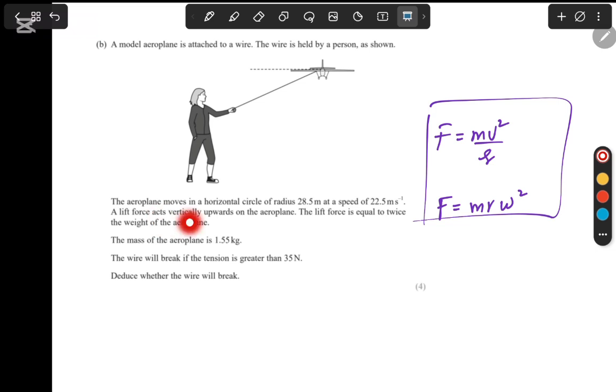A lift force acts vertically upwards on the airplane. The lift force is equal to twice the weight of the airplane. And then it says the mass of the airplane is 1.55 kg. The wire will break if the tension is greater than 35 newtons. Deduce whether the wire will break.